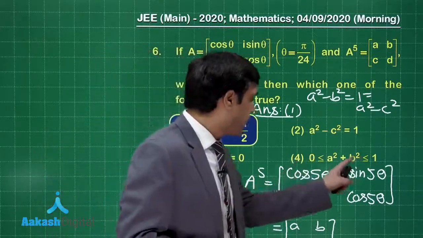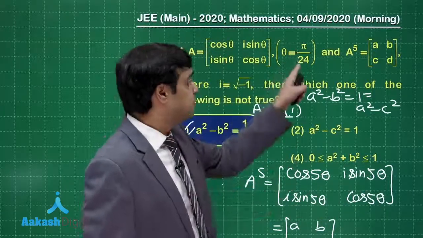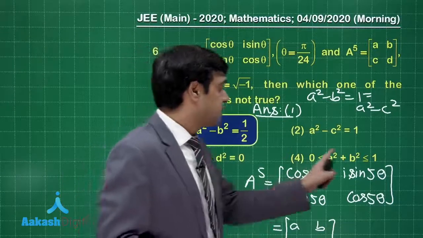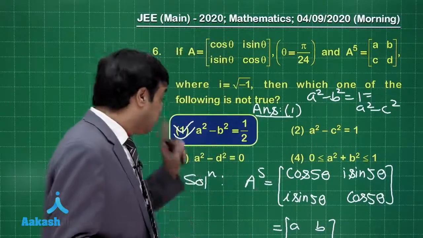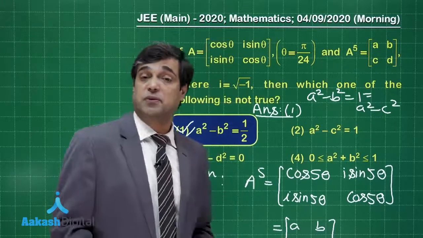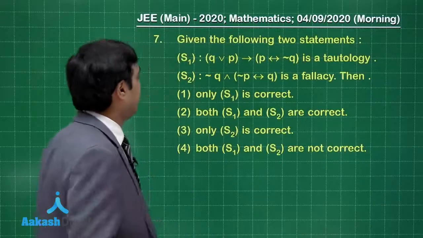When you go for a square plus b square, you are getting cos tan theta, right? Where theta is pi by 24. So yes, this value is between 0 and 1. This is also correct. So these options are not acceptable, as the question was which of the following is not true. Moving on to the next question, that is question number 7.